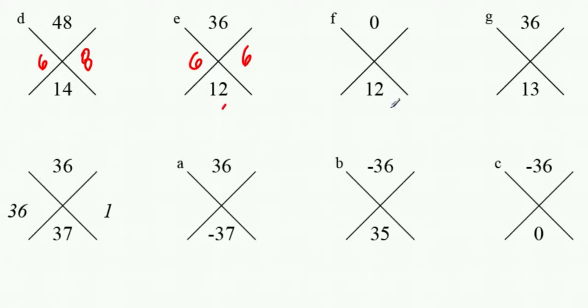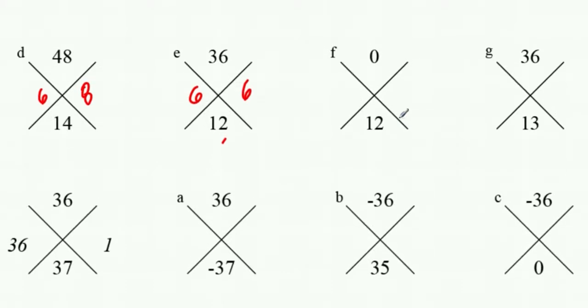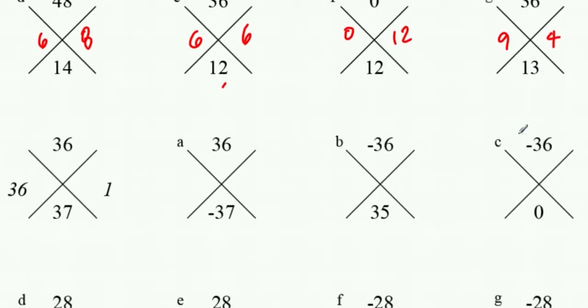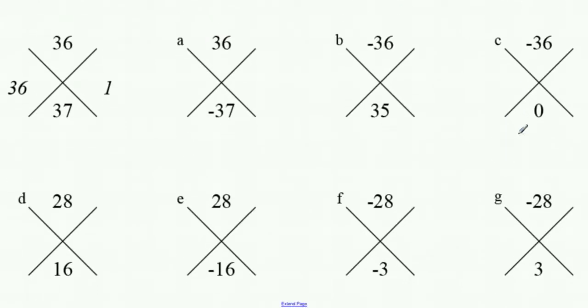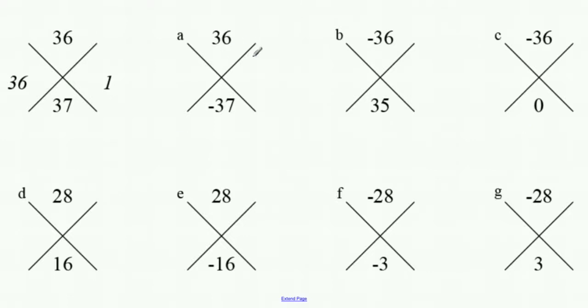Next would be, in this case, 3 and 4... 0 and 12. 0 times 12 is 0, and 12 plus 0 is 12. 36 and 13 would be 9 and 4: 9 times 4 is 36, and 9 plus 4 is 13. And let's do some negatives. You have 36 here and negative 37, so you have negative 1 and 36 right there, because you have negative 1.